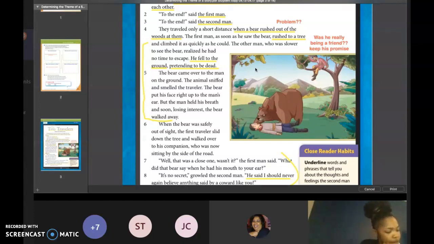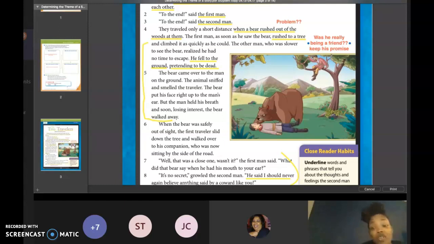Oh, Mustafa put in here, the first man broke that promise. Okay, so it points me to the question I had here on the side. Was he really being a friend? Was the first guy really being a friend? Did he keep his promise? Well, Mustafa has let us know that no, he didn't. He actually didn't keep his promise here.